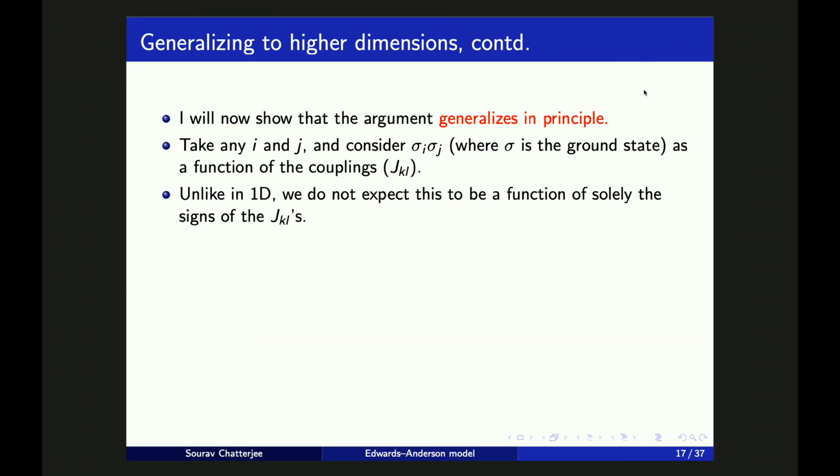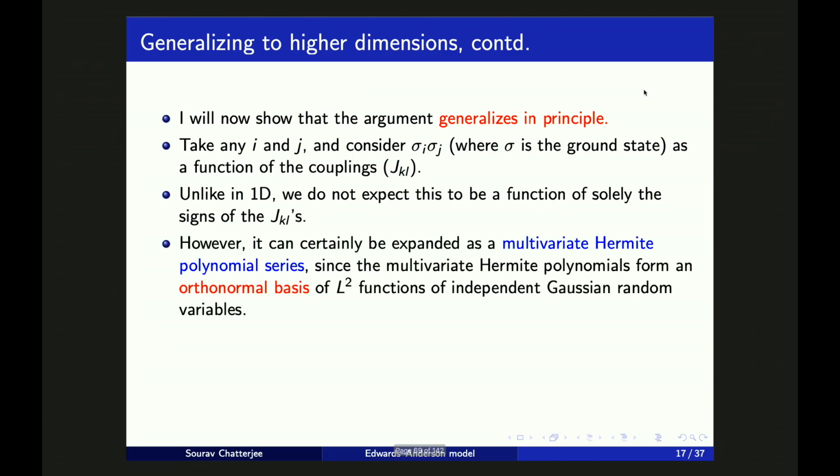Unlike in 1 dimension, we do not expect this to be a function of solely the signs of the couplings. However, it can certainly be expanded as a multivariate Hermite polynomial series. I'll tell you what it is, as I said, I'll not assume that you know it. Since these multivariate Hermite polynomials form an orthonormal basis of L2 functions of independent Gaussian random variables. So even though it's a plus minus 1 valued random variable, there's an infinite polynomial series expansion of this. It's a multivariate polynomial in the couplings.